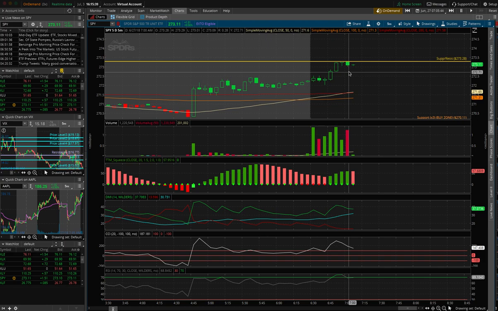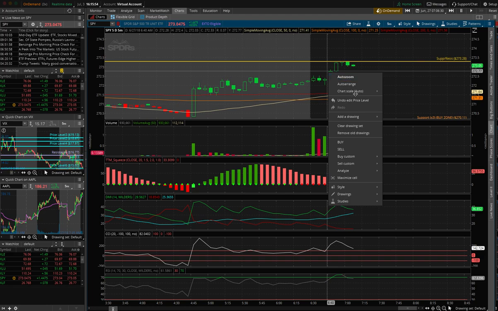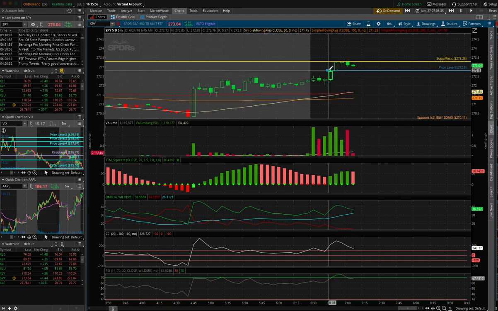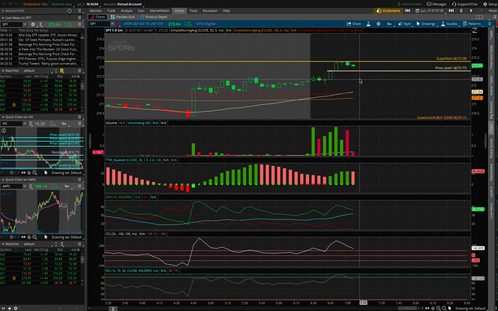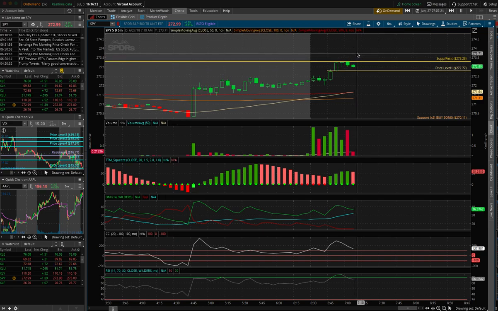Because this is strong resistance, not strong support. Now, you can wait until this gets rejected, as it is now, and get confirmation. Confirmation would be about here. Break below this level would confirm that it's coming down. If it stays above this level, it has a chance to go up. So let's see what happens.